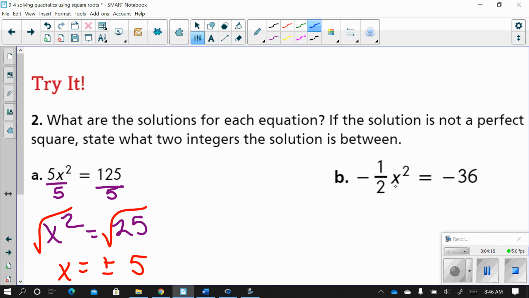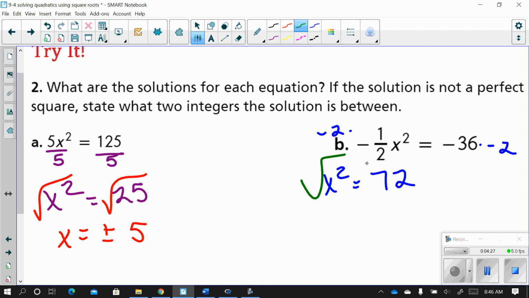First thing I need to do is get rid of this negative 1/2, so I'm just going to multiply by negative 2. So x squared equals positive 72. Again, square root. Automatically, I'm putting that plus or minus in.